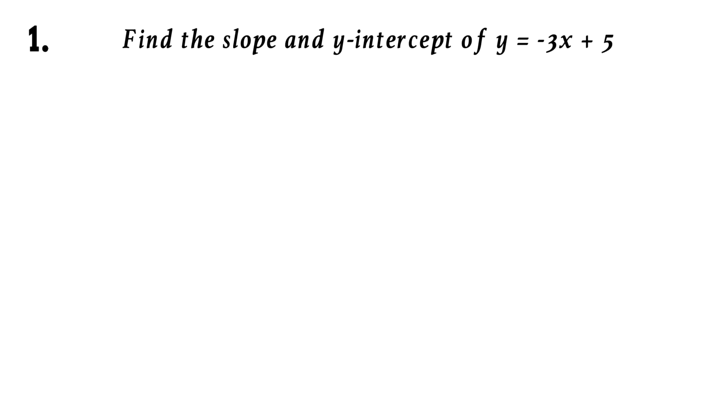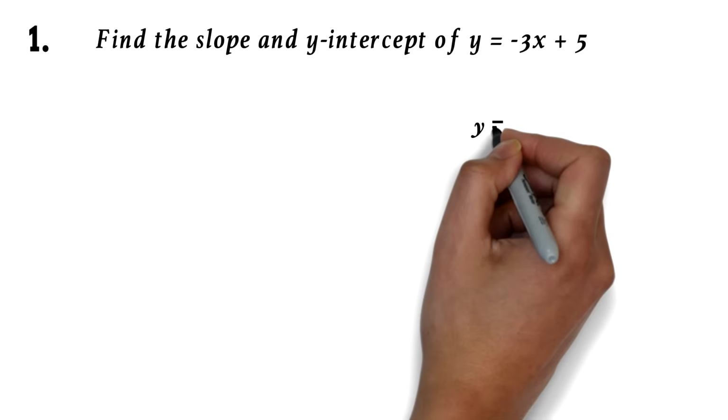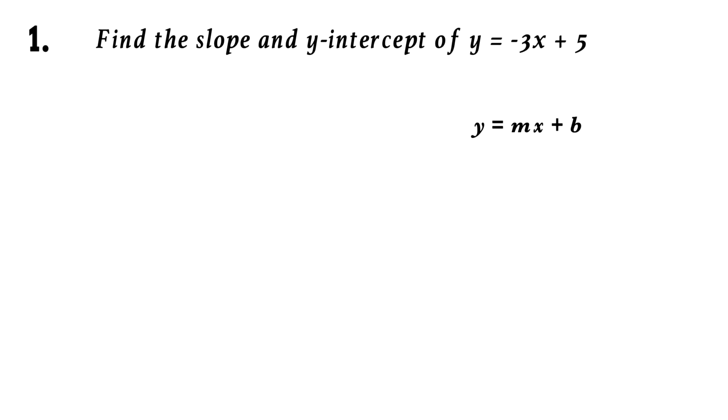Question 1. Find the slope and y-intercept of the line y equals negative 3x plus 5. Slope questions are now very common on the GED math. Almost everyone gets something on slopes. For this question, you'll use the formula for the slope-intercept form of the equation of a line, which is y equals mx plus b. This will be given on the GED formula sheet, so you don't have to memorize it, but being familiar with it can help with your speed.